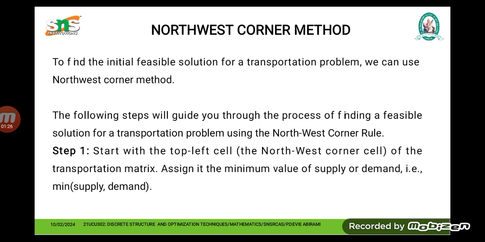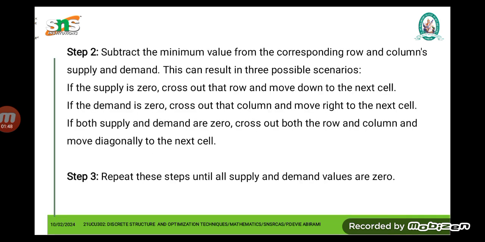To find this, we are going to use the following steps. Step 1 is we have to start our allocation at the northwest corner cell of the matrix. Assign the minimum value of the supply and demand. That is, we compare the supply and the demand. Which one is minimum? We have to take that minimum value alone.